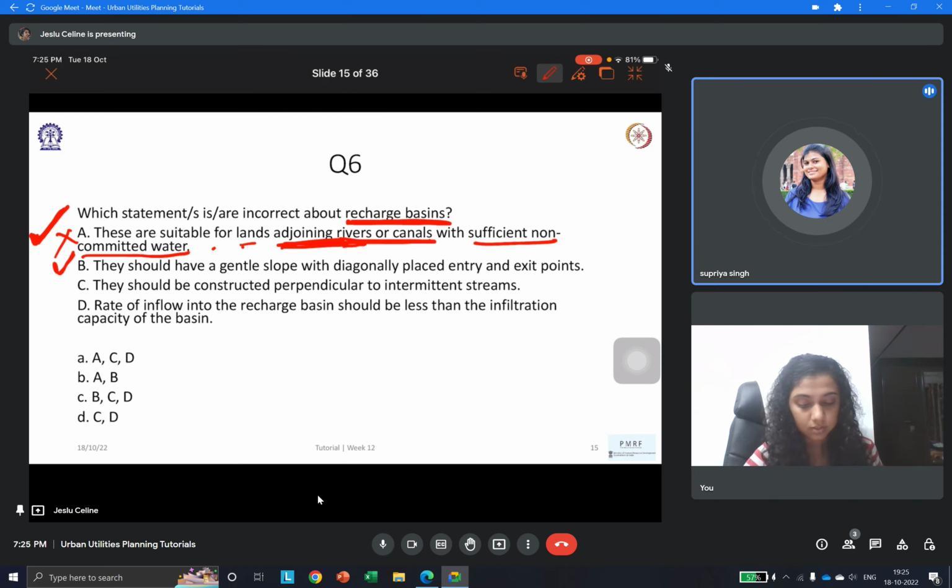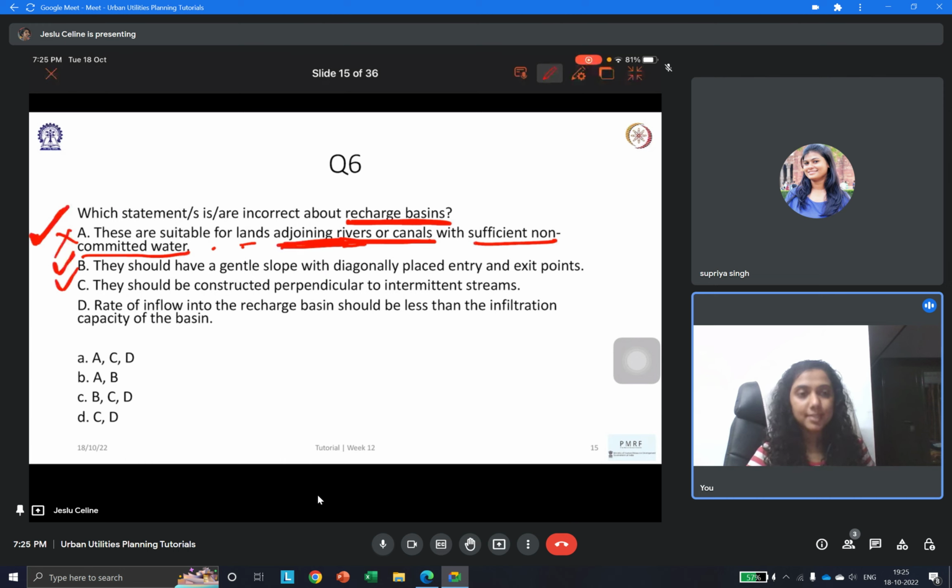This is wrong, as it is not perpendicular, it is parallel. Because how will water flow to the streams if it is perpendicular? Exactly. You don't want to disturb the natural flowing pattern of the stream. You don't want to go across it and collide, so that the natural streamline continues.